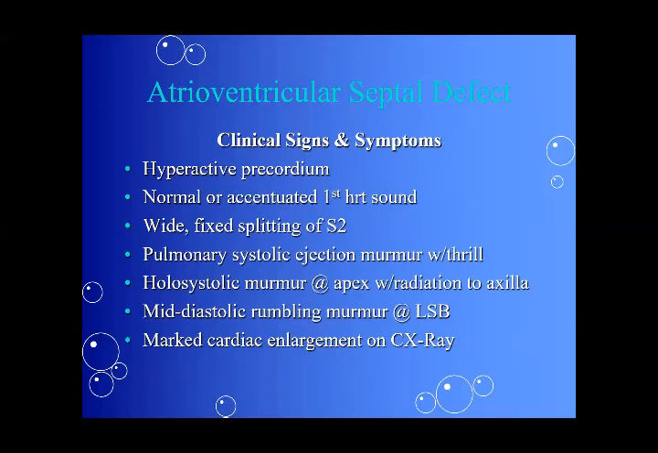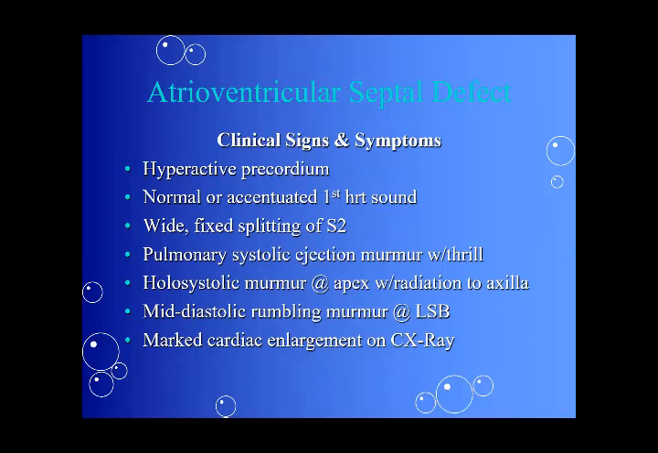Hyperactive precordium is there, and a normal or accentuated first heart sound is present. In addition to that, a pulmonary systolic ejection murmur or thrill can sometimes be present. If the patient develops pulmonary hypertension, wide fixed splitting of the second heart sound is there. Sometimes you can hear a holosystolic murmur at the apex with radiation to the axilla.